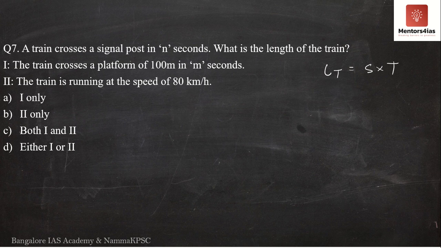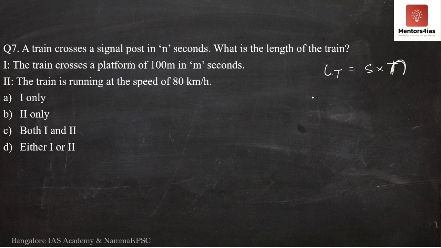So this is 7th. So here, yes, length of the train, that is distance, is equal to speed into time. Okay. So what is the length of the train? The first statement says the train crosses a platform of 100 meters in m seconds. So here, from this particular question, length of the train is what? You see, LT is equal to speed of the train into n seconds. Now n seconds means it is some seconds. We should be able to determine it.